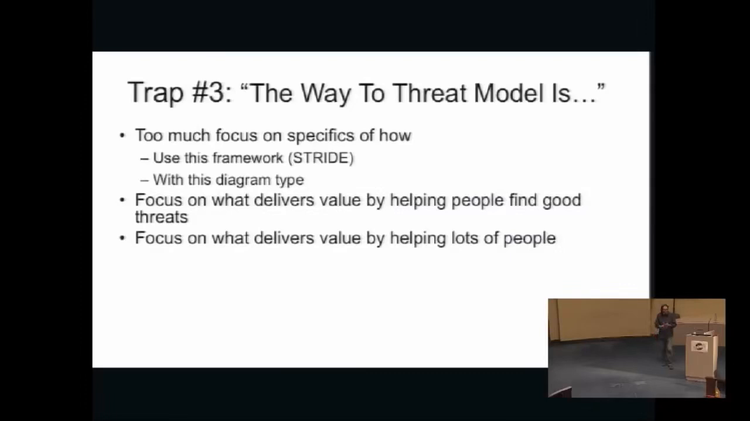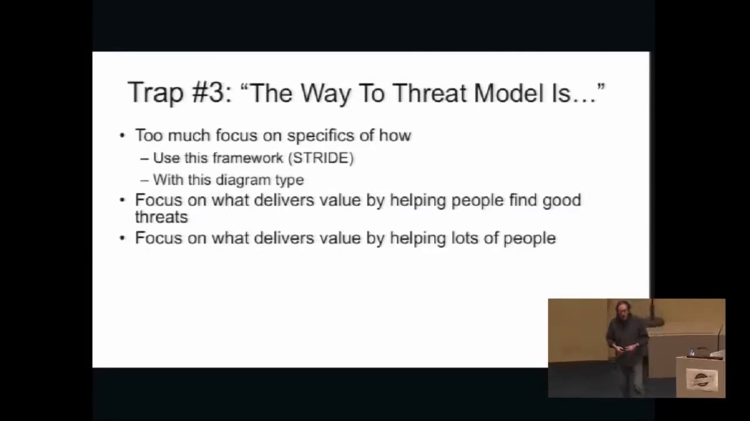The third trap is to say the way to threat model is. And this is another trap that I've personally fallen into, where I get very focused on the way to threat model is STRIDE with this type of diagram, because I've seen that work for lots and lots of people. But I've also seen other approaches work well for people. And so now, rather than saying the way to threat model is this or that, I'm much more focused on what helps people find the threats that they care about. And I'm also focused on a question of what helps lots of people.